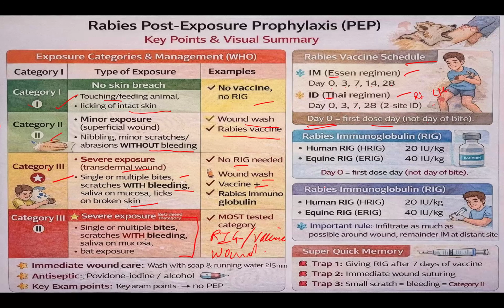Now these are the names of the rabies immunoglobulin. Giving rabies immunoglobulin after 7 days of vaccine: not recommended. Small scratch, category 2. And immediate wound suturing is never recommended. So always remember, never suture, never pack, never do dressing with a closed environment for your rabies wounds. Rabies wounds need to be washed with plain soap and running water for 10 to 15 minutes. Later on you can put some betadine, that is povidone iodine. That should be sufficient for your wound care of category 2 or category 3A.